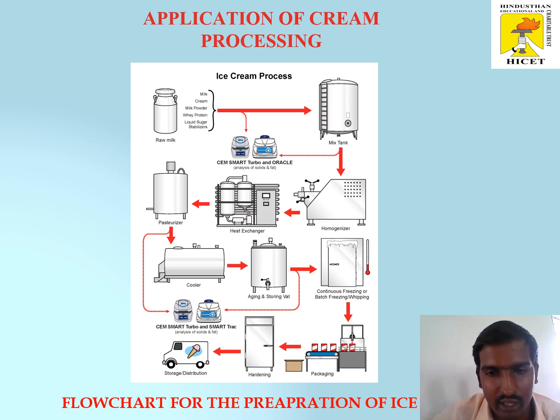In the hardening section, you reduce the temperature from minus 12 degrees Celsius to minus 18 degrees Celsius, where it will form ice crystals, and the ice cream has a better keeping quality from the hardening process. Then it moves to storage and distribution, and is transported at a lower temperature for further processing. So this is a flow chart which shows the preparation of ice cream, and it is one of the applications of cream processing.